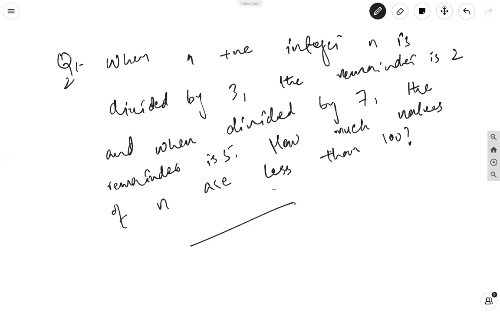I repeat the question: when a positive integer n is divided by 3, the remainder is 2. And when it is divided by 7, the remainder is 5. The question is how many values of n are less than 100? Just take 2 minutes and try to solve this question.